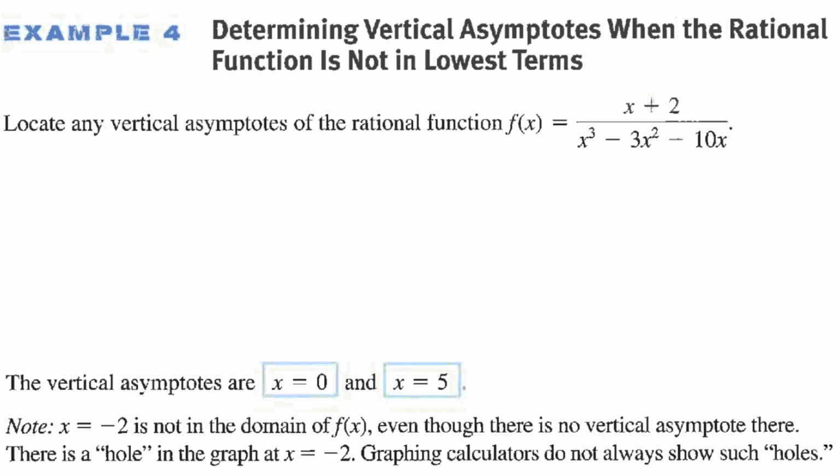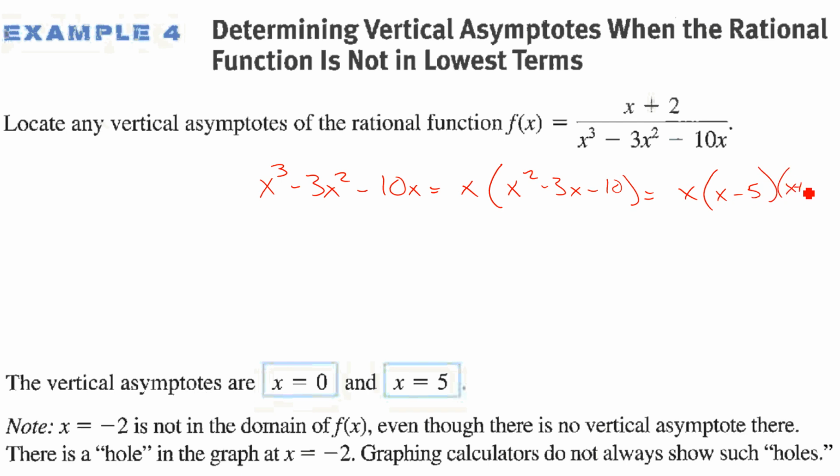All right. Now, sometimes we're not in lowest terms. So here's the answer down here. We're going to look at that in a second. But let's go ahead and factor our denominator. So x cubed minus 3x squared minus 10x. We can pull out an x: x times x squared minus 3x minus 10. That gets us x, and this will factor to x minus 5 and x plus 2.